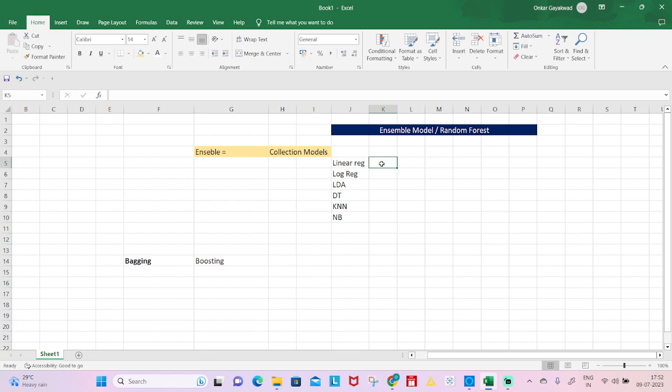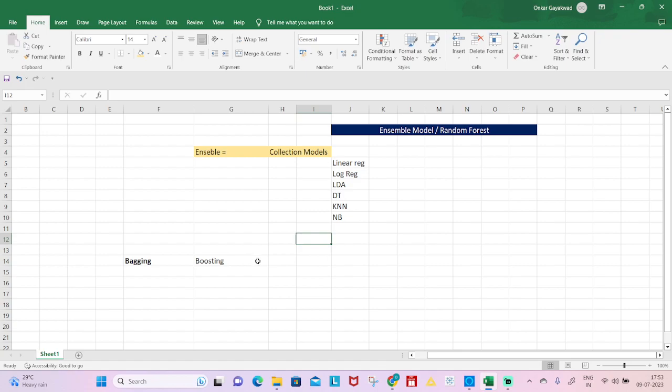They have different concepts under the hood, right? A linear regression model will have a linear equation, a logistic regression will have a sigmoid equation, and so forth. So what is an ensemble? If I combine all of these models into one and then use that model for prediction, that is known as an ensemble model. Today we'll be looking at the ensemble model for random forest, right?